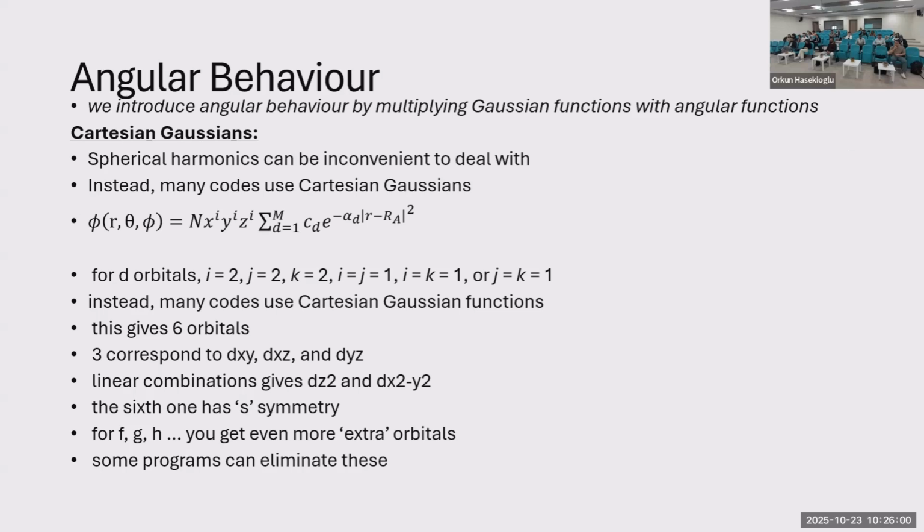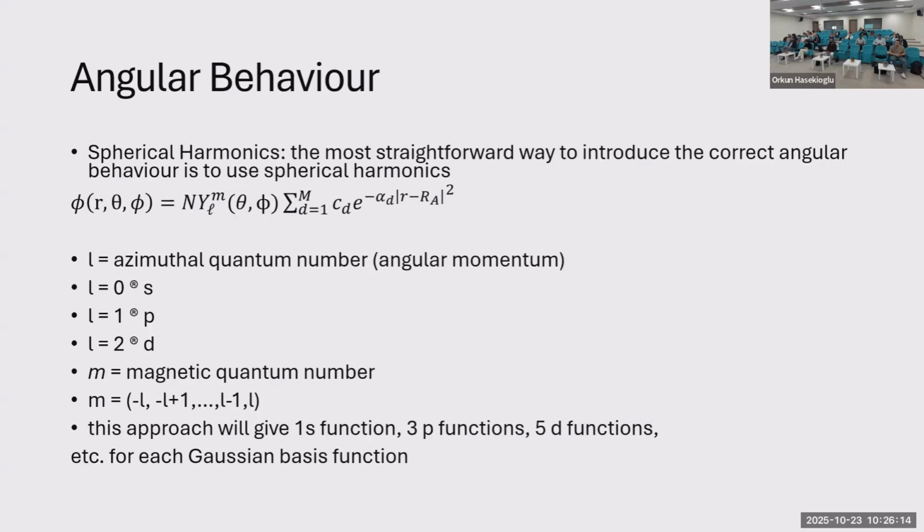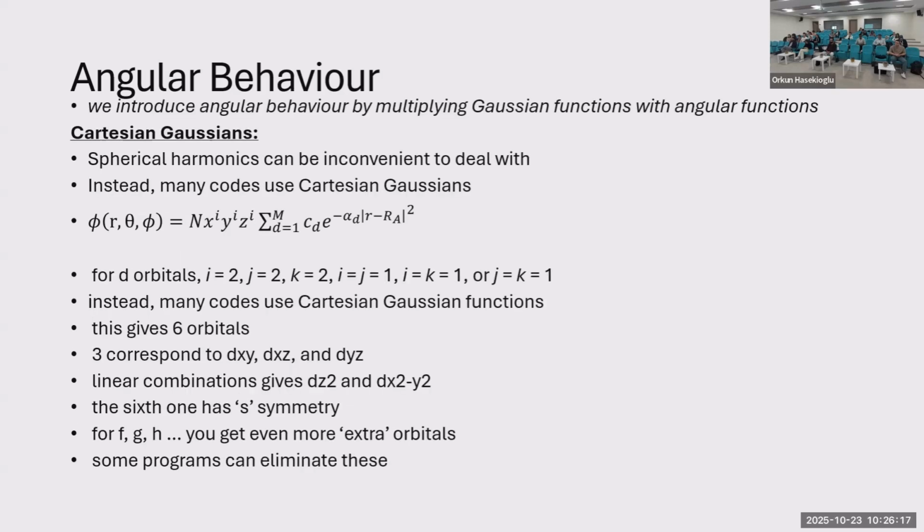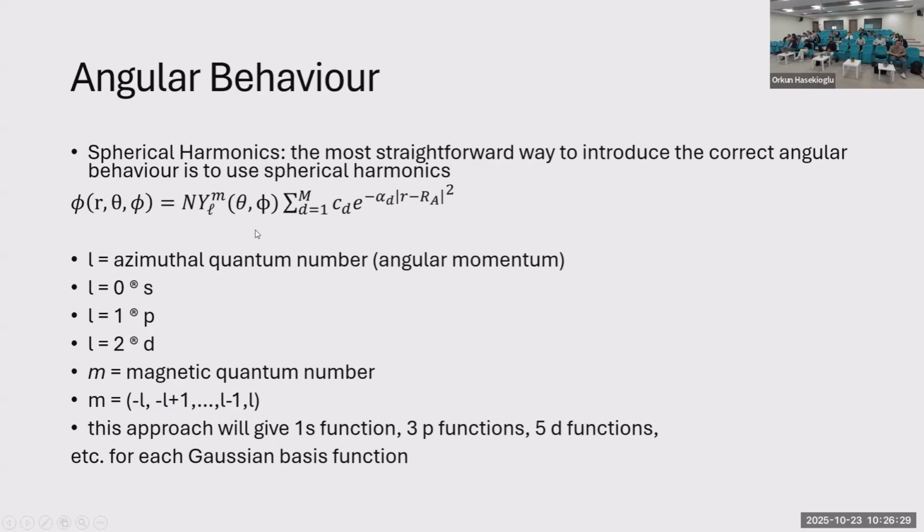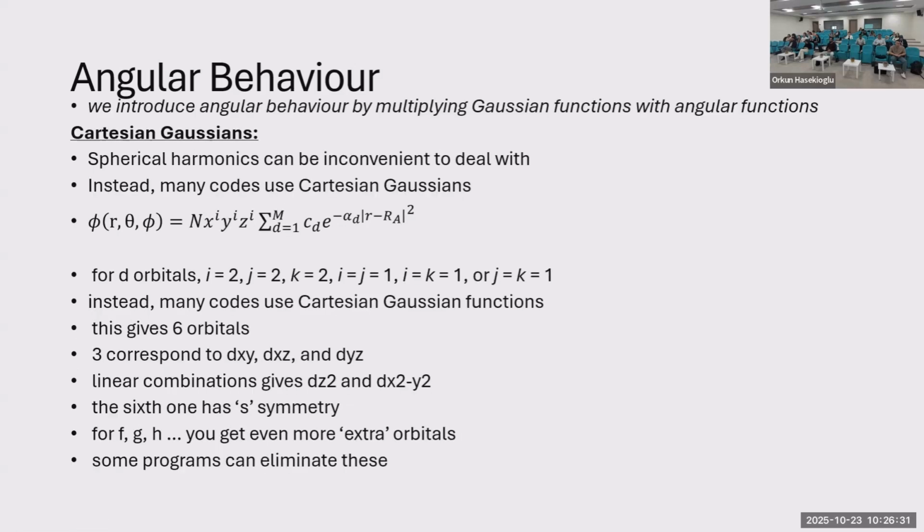And you can use Cartesian Gaussians. Spherical harmonics can be inconvenient to deal with. Instead, many codes use Cartesian Gaussians. So for d orbitals, for example, L would be 2, right? So we have that here. In this case, we have xi, yj, and zk. And here, when you look at this, i would be 2, or j would be 2, or k would be 2, or i and j would be 1, or i and k would be 1, or j and k would be 1.